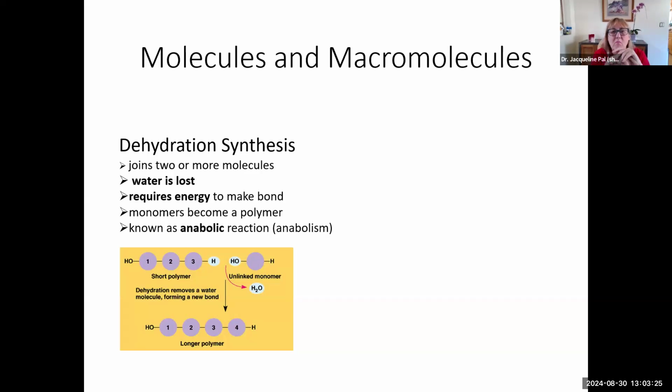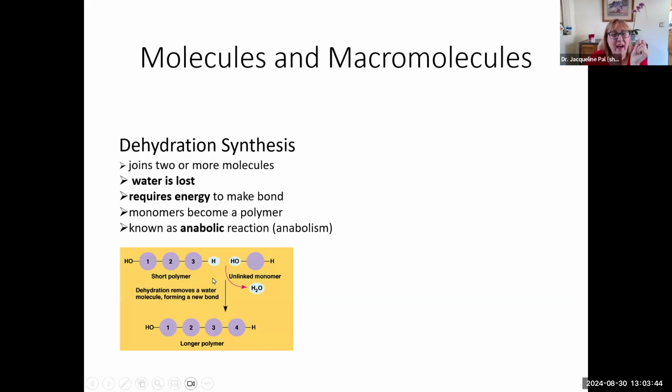So how are we going to make these macromolecules? Well, the way we make the macromolecules is we have to take smaller molecules and put them together, right? Just like with little Lego pieces, you take smaller pieces and put them together. So we have to join two or more molecules. And the way this happens is we're going to lose water.